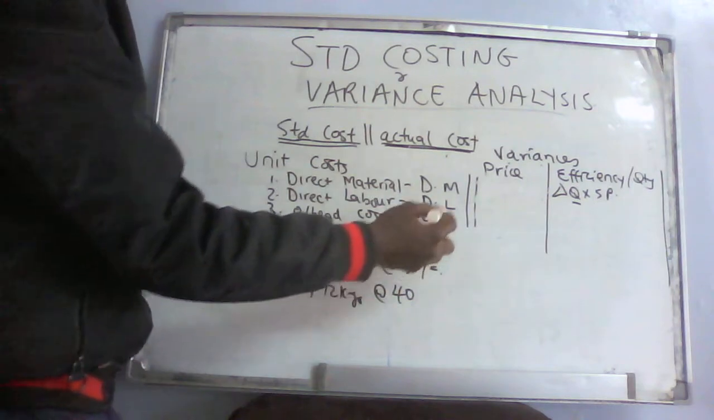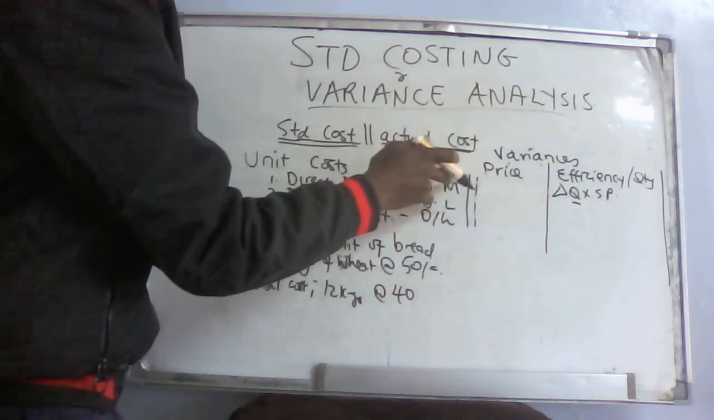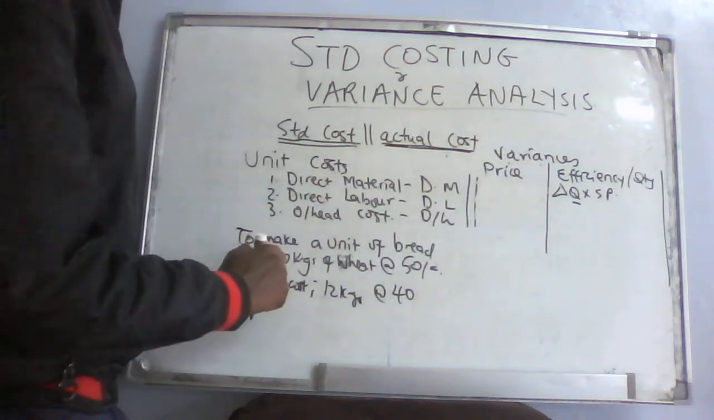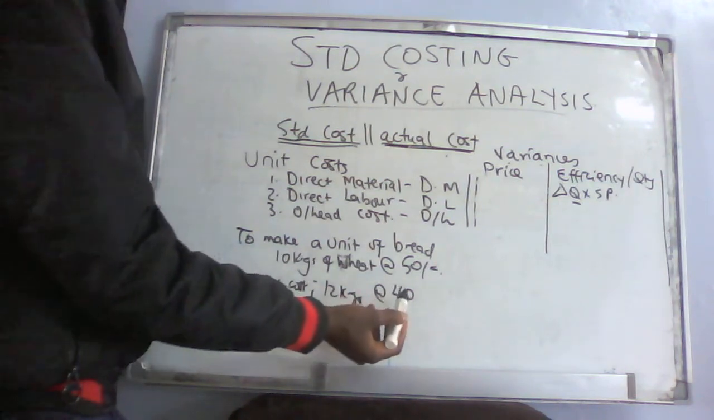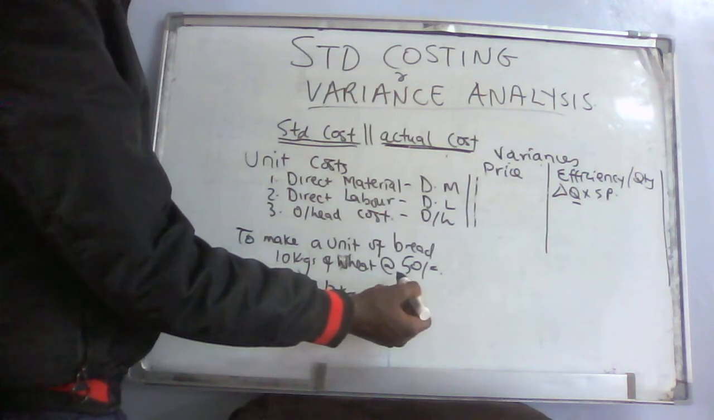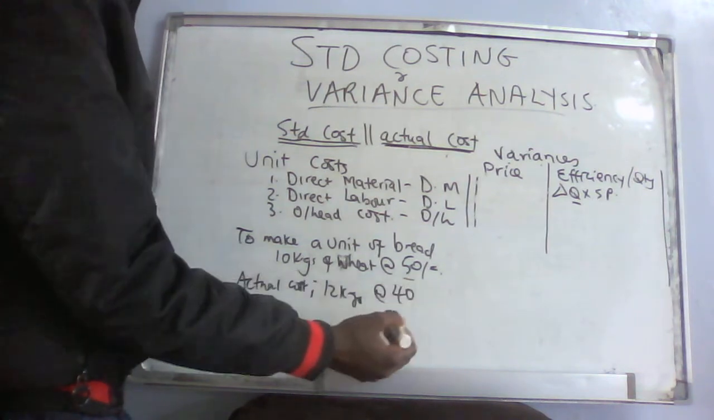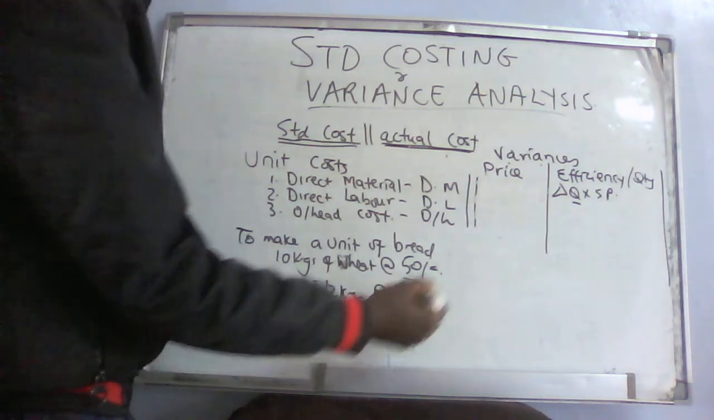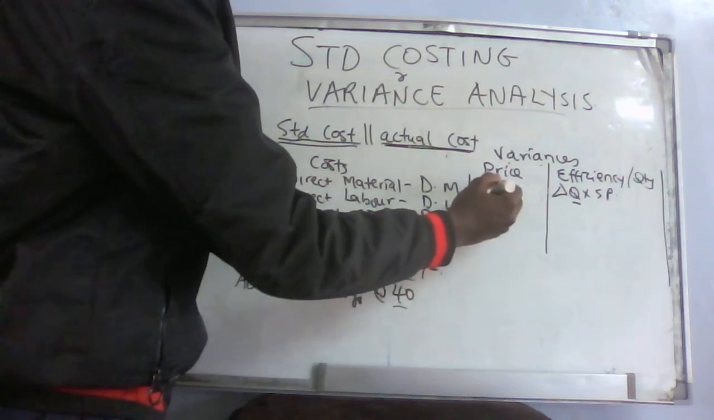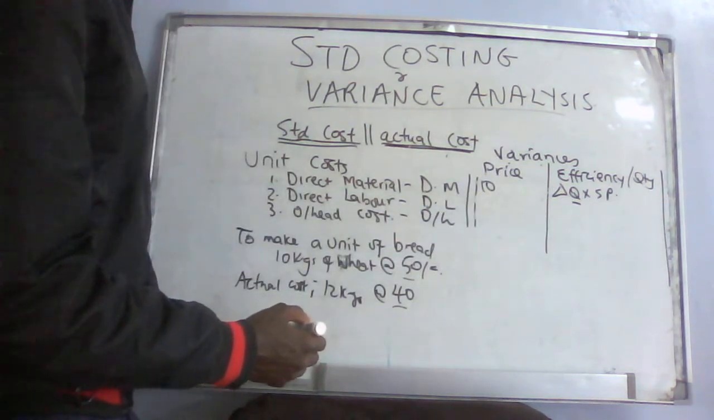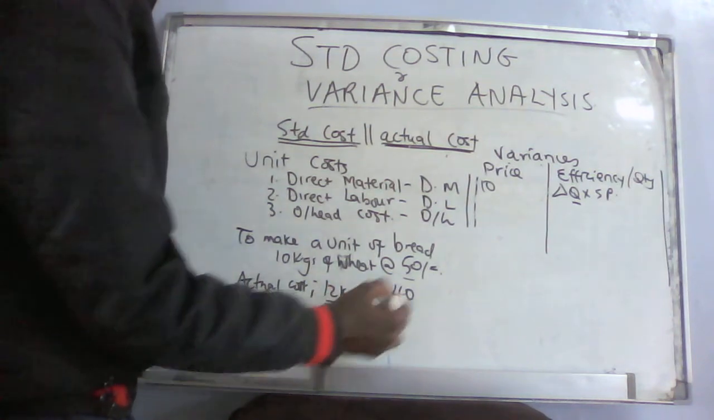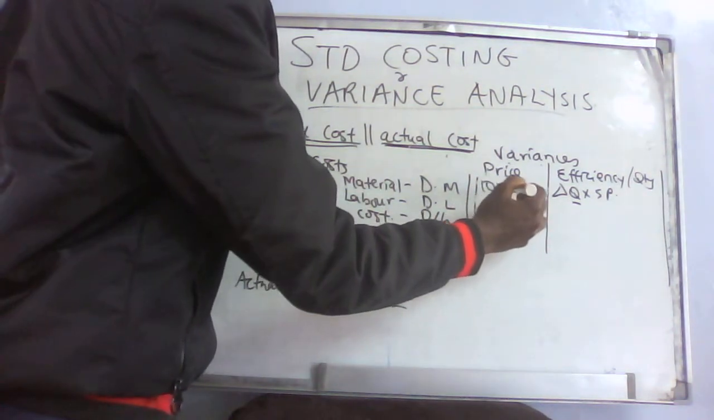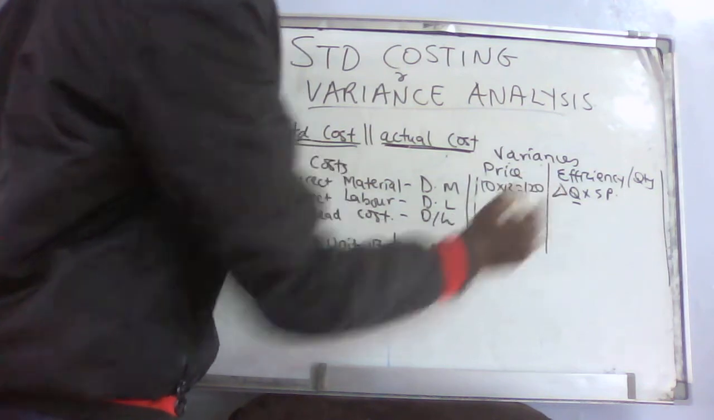Direct material price variance will be the change in price per unit. Here the standard was 50, actual is 40, so the change in price is 10 shillings. Then we multiply by the actual quantity. The actual quantity that we bought was 12 kgs, so times 12. So this will be 120.